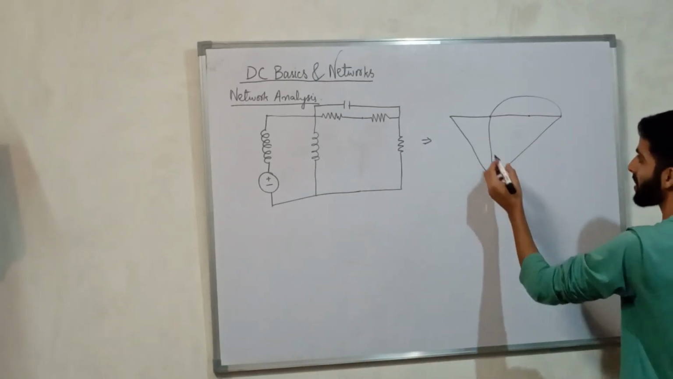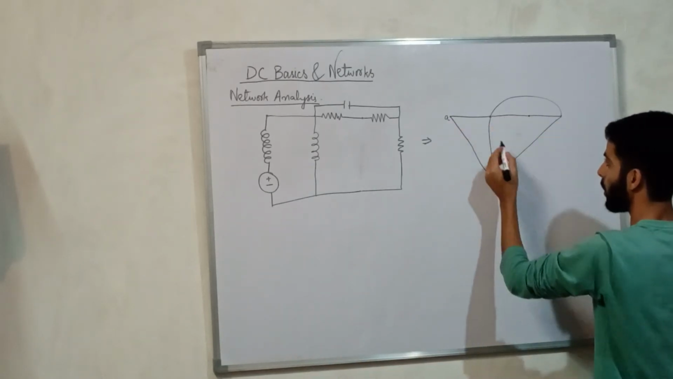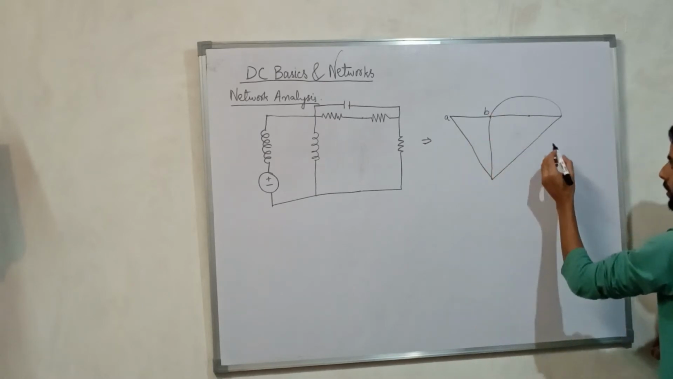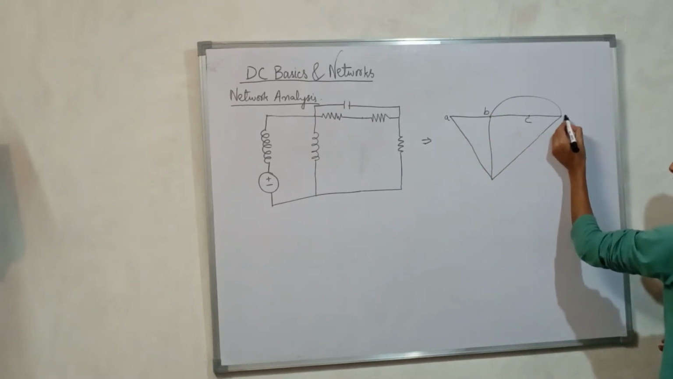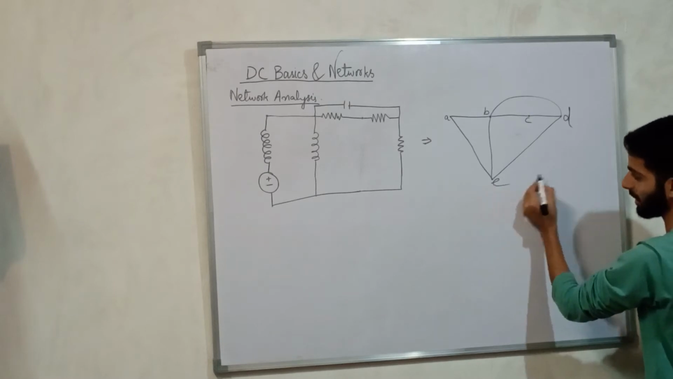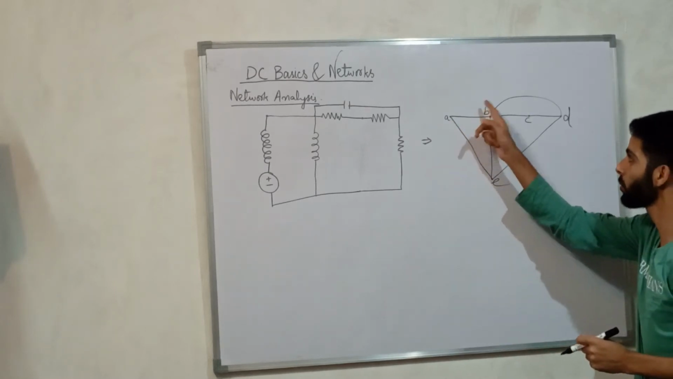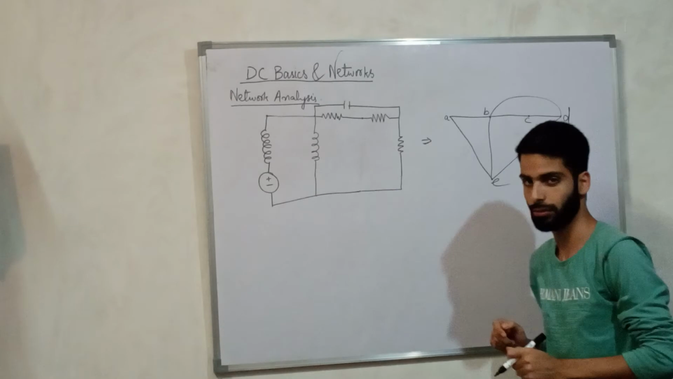So what do we see here? We have nodes, node A, node B, node C, node D, and node E. How many nodes do we have? 1, 2, 3, 4, 5 nodes.